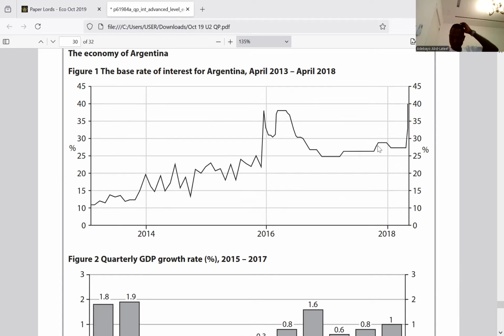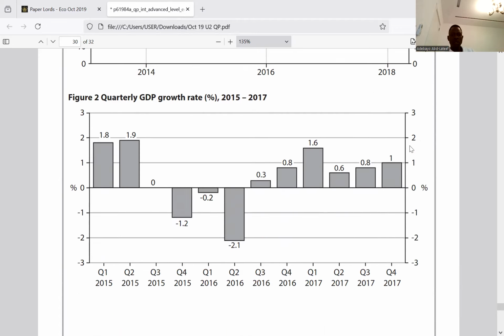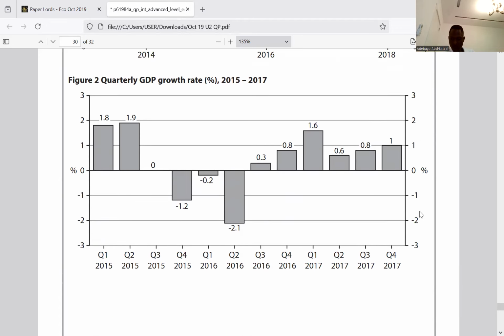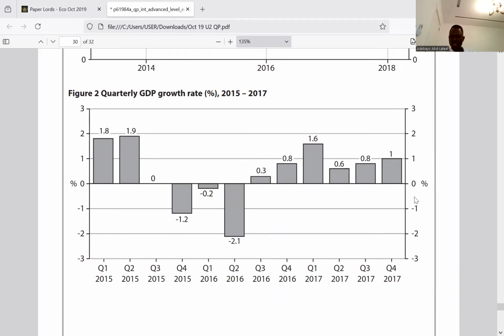Okay. That was done. So with reference to figure 2, explain the term recession. Recession is where there's two consecutive quarters of negative economic growth. Argentina was in a recession between quarter 4 2015 and quarter 2 2016. And that's two consecutive quarters, right?